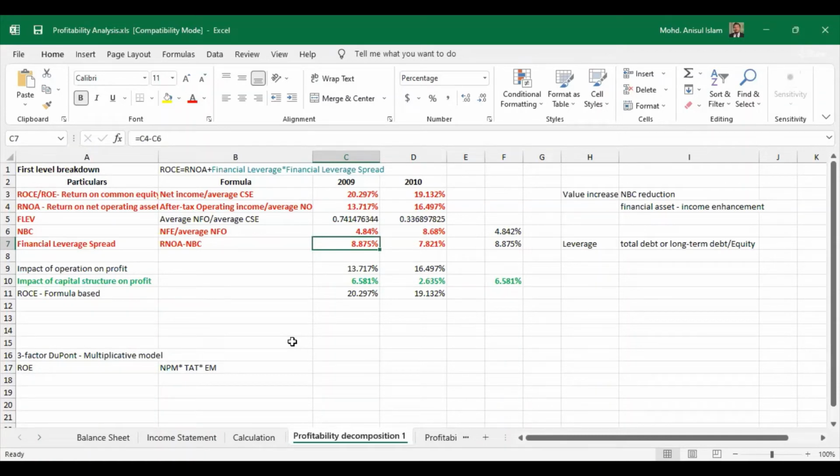So do you think if we can reduce our net borrowing cost, we can generate more spread? If we can reduce the net borrowing cost, is it possible to get more spread? What do you think? It is possible to get more spread.